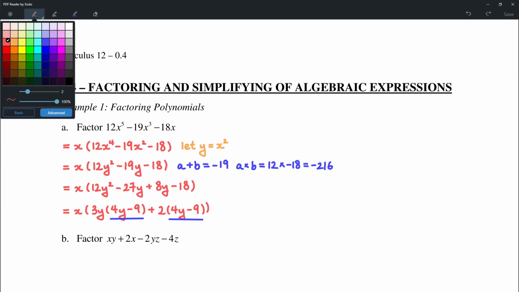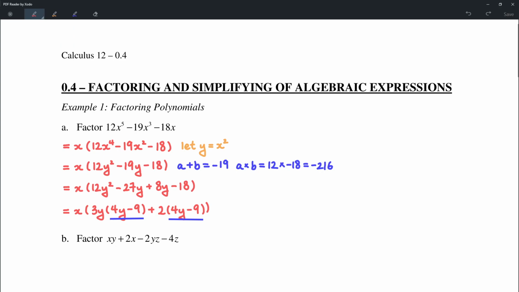As such, it can be rewritten as 3y plus 2, and then the second part, which is 4y minus 9. Now, of course, our expression was originally in terms of x, so now we can substitute it back in. So we have 3x squared plus 2, and then 4x squared minus 9.